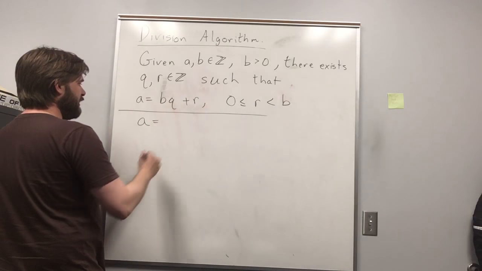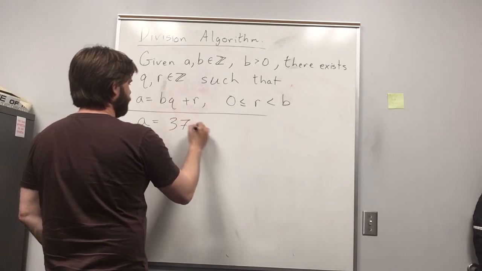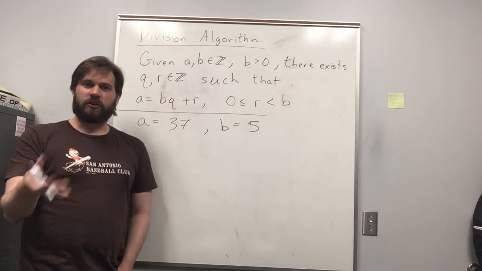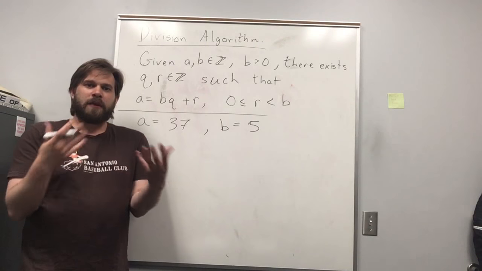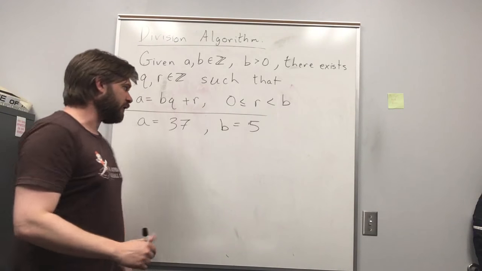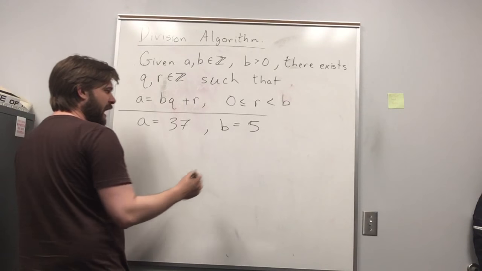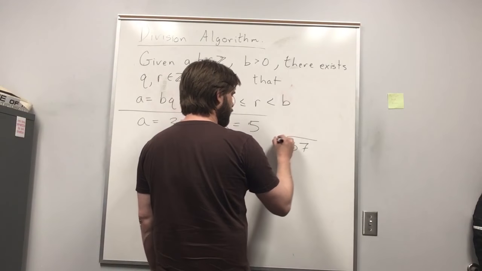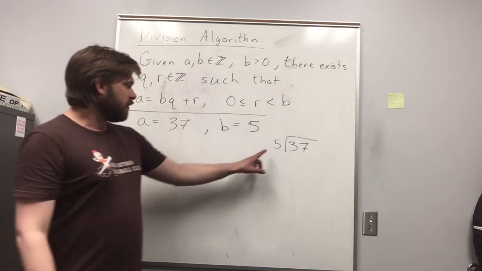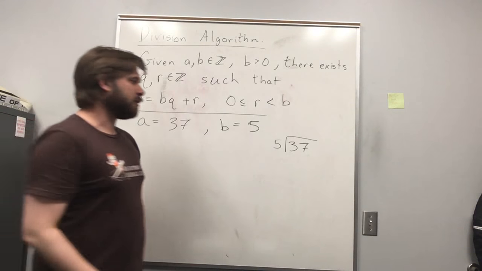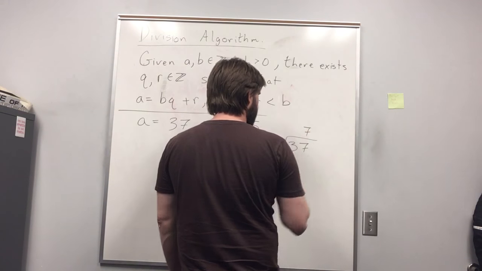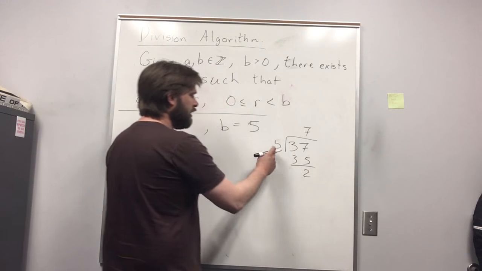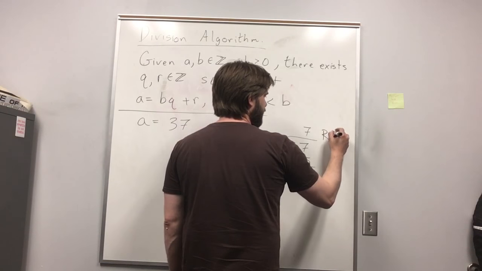If I say a is 37 and b is 5, and I'm looking for q and r, then to find those, I can basically do elementary school long division, right? So if I go back in time, all I'm doing is basic long division. 5 doesn't go into 3, but it goes into 37 7 times. 7 times 5 is 35, 5 does not go in 2.